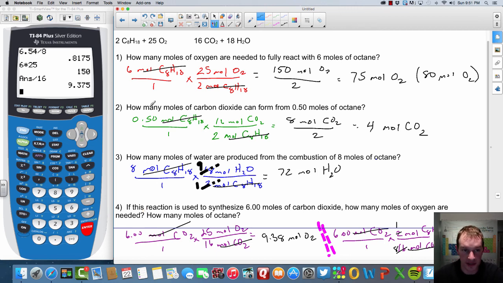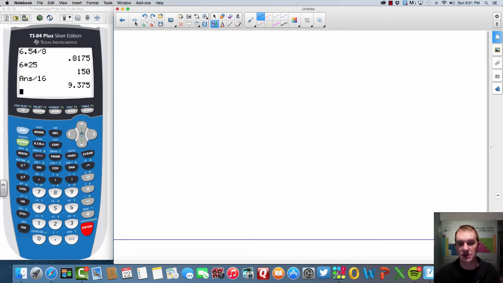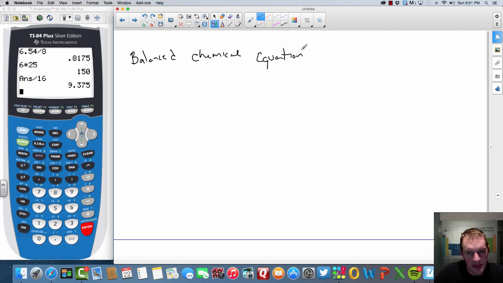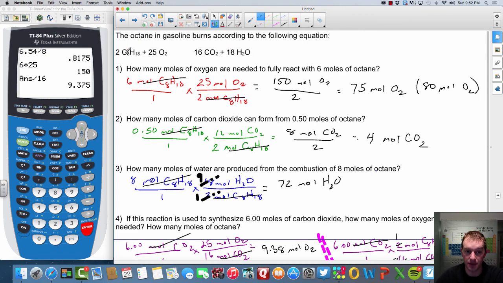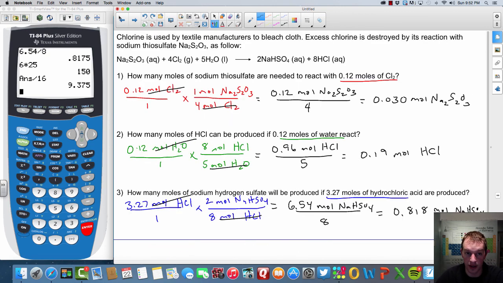All right, one last thing I want to say and then we'll be all set. The most important thing that you need in order to figure out mole ratios is a balanced chemical equation. What that means is that you need to remember how to balance equations, or you need to go back to it. Because in this example, it was already balanced for you.